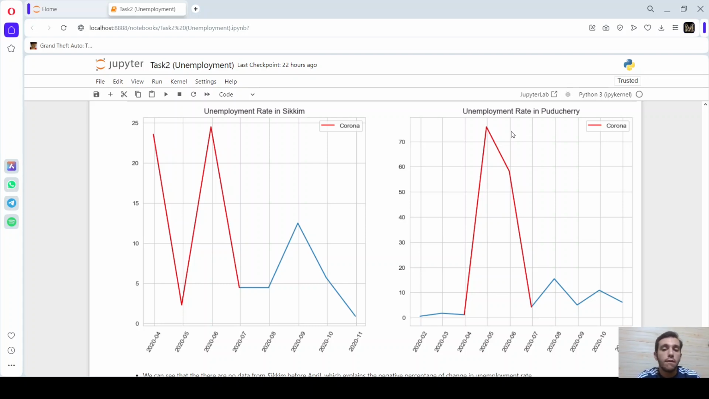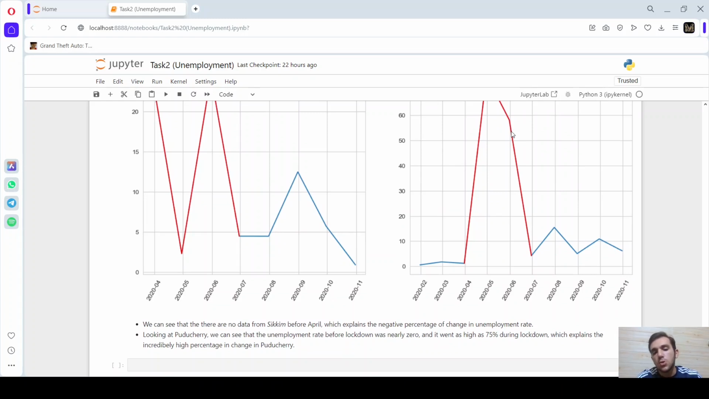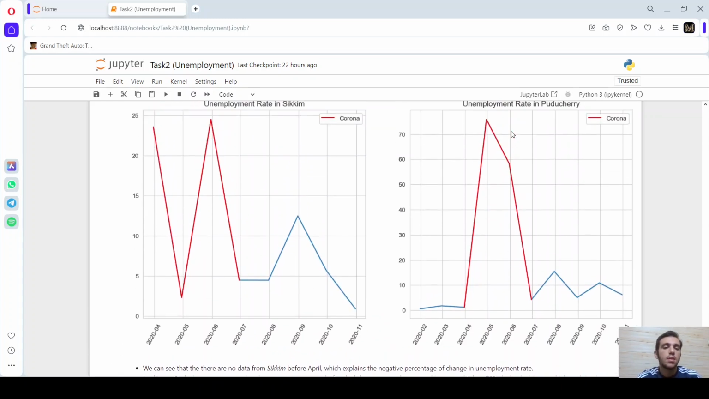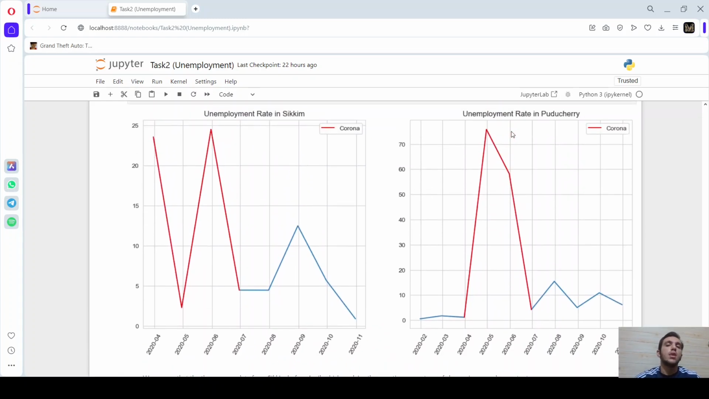This shows us how the lockdown affected Puducherry. So in general we can see that during lockdown the unemployment rate, the participation rate, and the number of workers were affected in India. So the unemployment rate went up, the participation rate went down because less people were seeking work, and of course the number of workers went down.